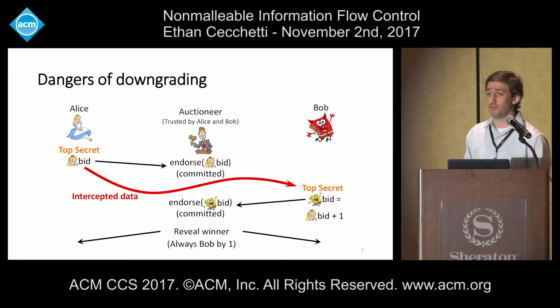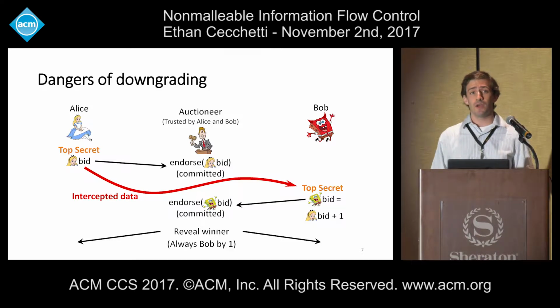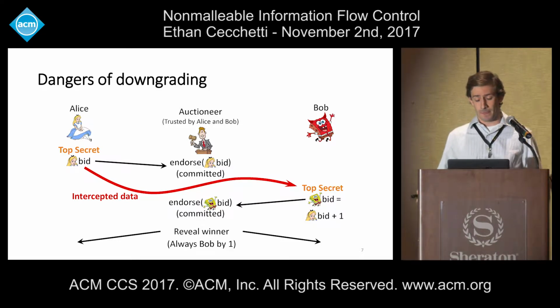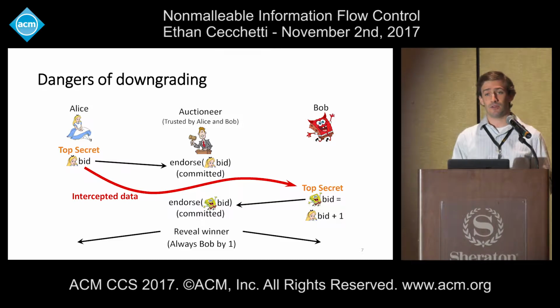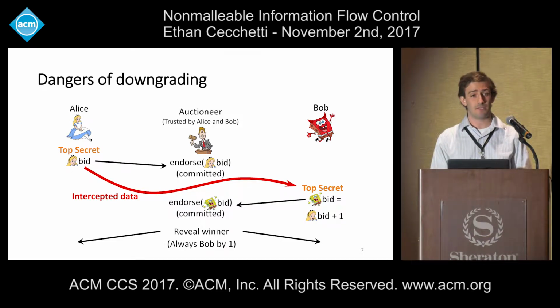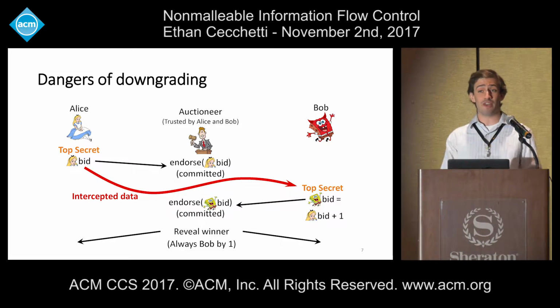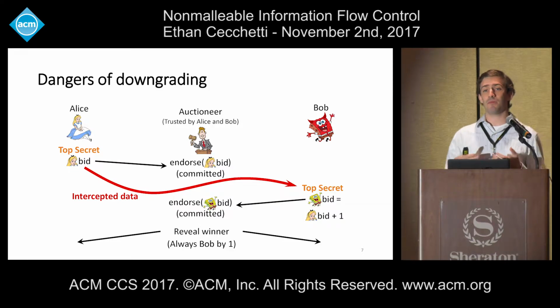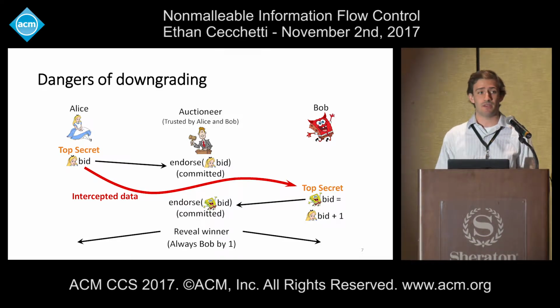This seems like a perfectly reasonable specification for an auction, but unfortunately it's insecure. If Bob is acting a bit malicious here, Bob's trying to cheat, maybe he finds a way to intercept Alice's bid. Alice's bid is marked as top secret, so Bob can't read Alice's bid, but he might be able to compute something with Alice's bid as long as the output of that computation is at least as secret as Alice's bid was. So it has to be at least top secret.